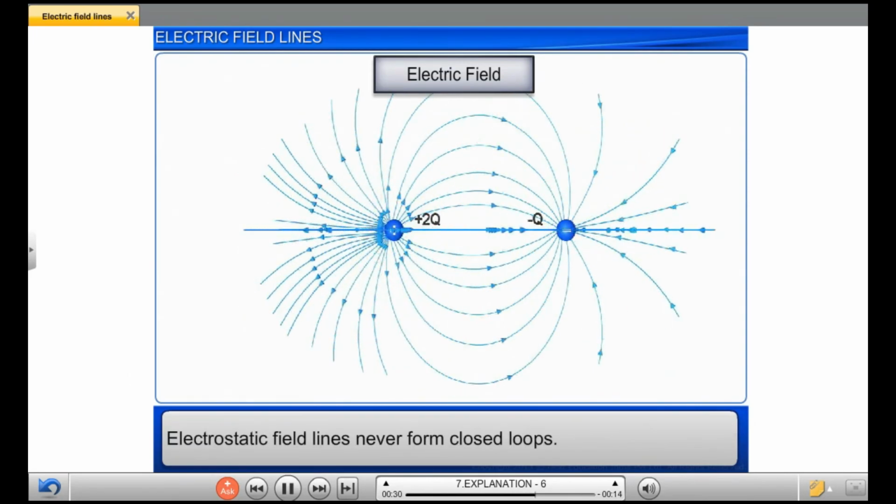Electrostatic field lines never form closed loops due to the conservative nature of the electric field, since the lines of force diverge from a positive charge and cannot converge at the same positive charge.